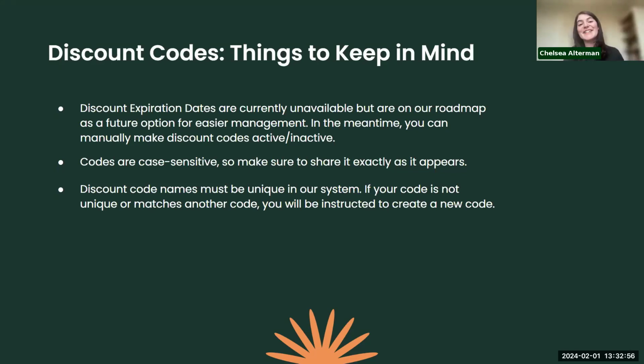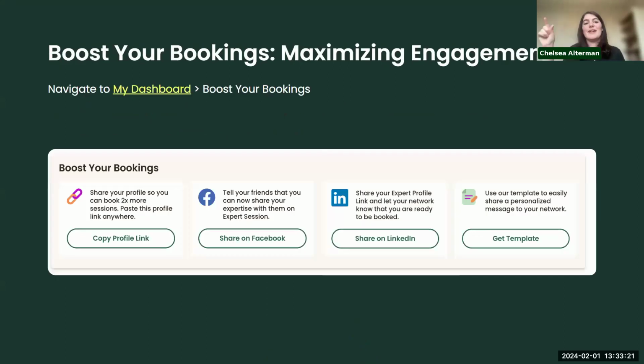Codes are case sensitive, so make sure you share it exactly as it appears. And the names of discount codes are unique in our system. So if someone else has a 20 off naming convention for their code and you try to create a 20 off code, you'll get a message from our platform saying that naming convention is already being used, and you can come up with something else for your 20 off, maybe 20 off your first name, right?